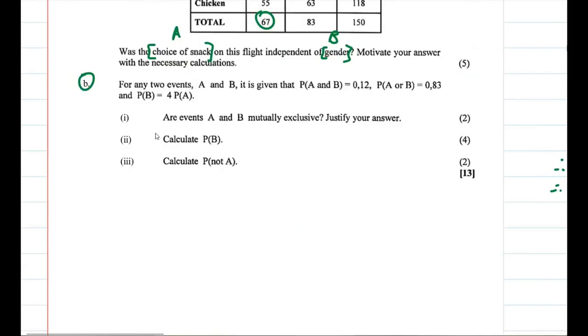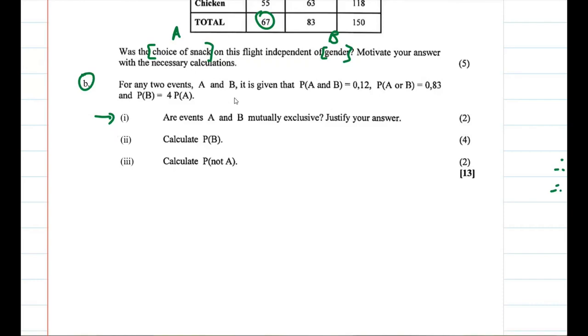So they say, for any two events, A and B are given. It is given that the probability of A and B is 0.12. The probability of A or B is equal to 0.83. Then they say the probability of B is equal to 4 times the probability of A. Now, first question they ask, are the events mutually exclusive? Justify your answer. All right.